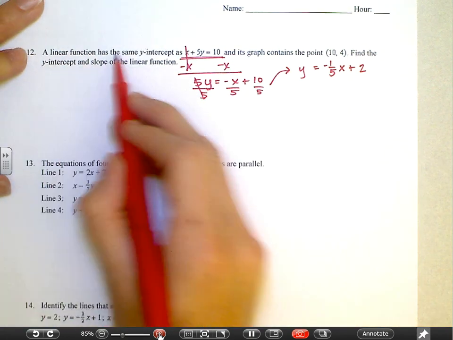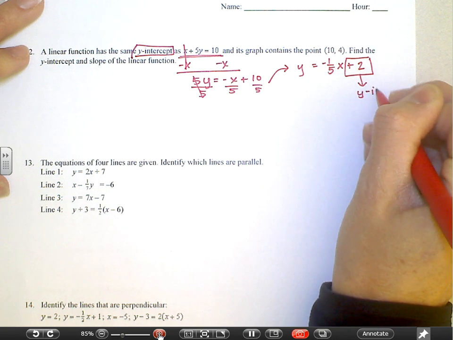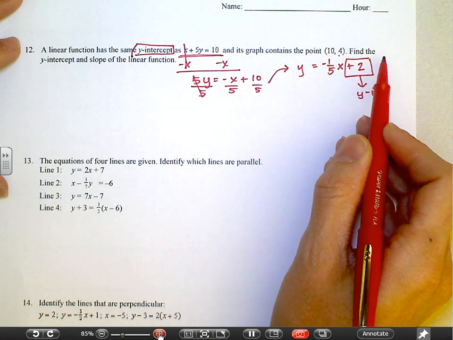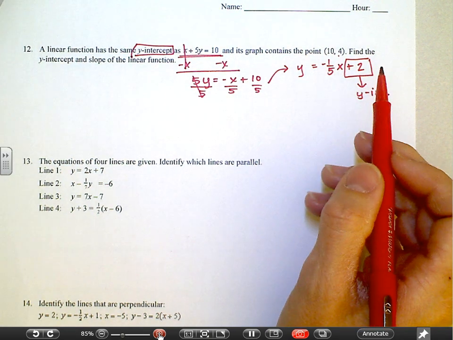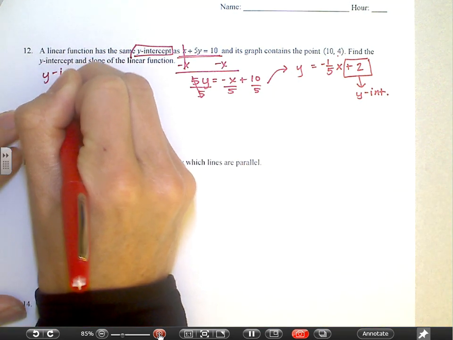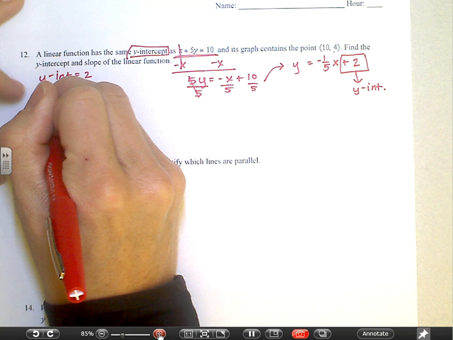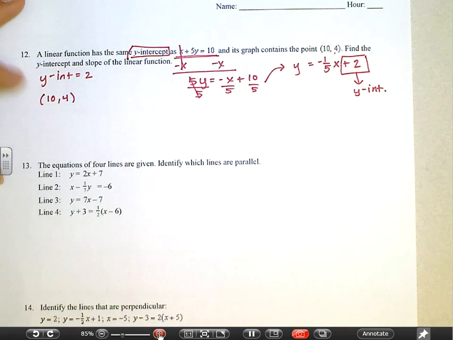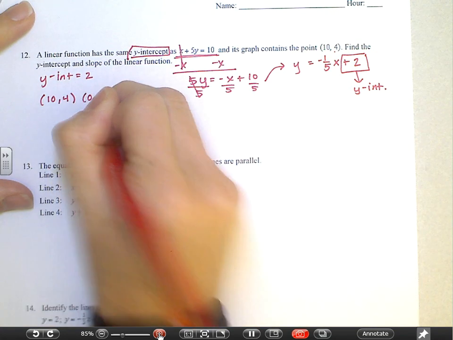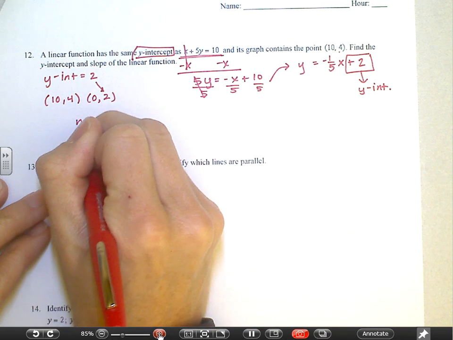And this as a linear function has the same y-intercept as this. So the y-intercept here is 2. And its graph contains the point 10, 4. Find the y-intercept and slope of the linear function. Okay, so the y-intercept, of course, is 2. We already have that. And to find the slope, you need 2 points. So you have the point 10, 4. And you're like, well, I don't have another point. Well, yeah, you do, because anytime you have the y-intercept, that is the point 0, whatever your intercept is. So 0, 2. So now you just have to find the slope.